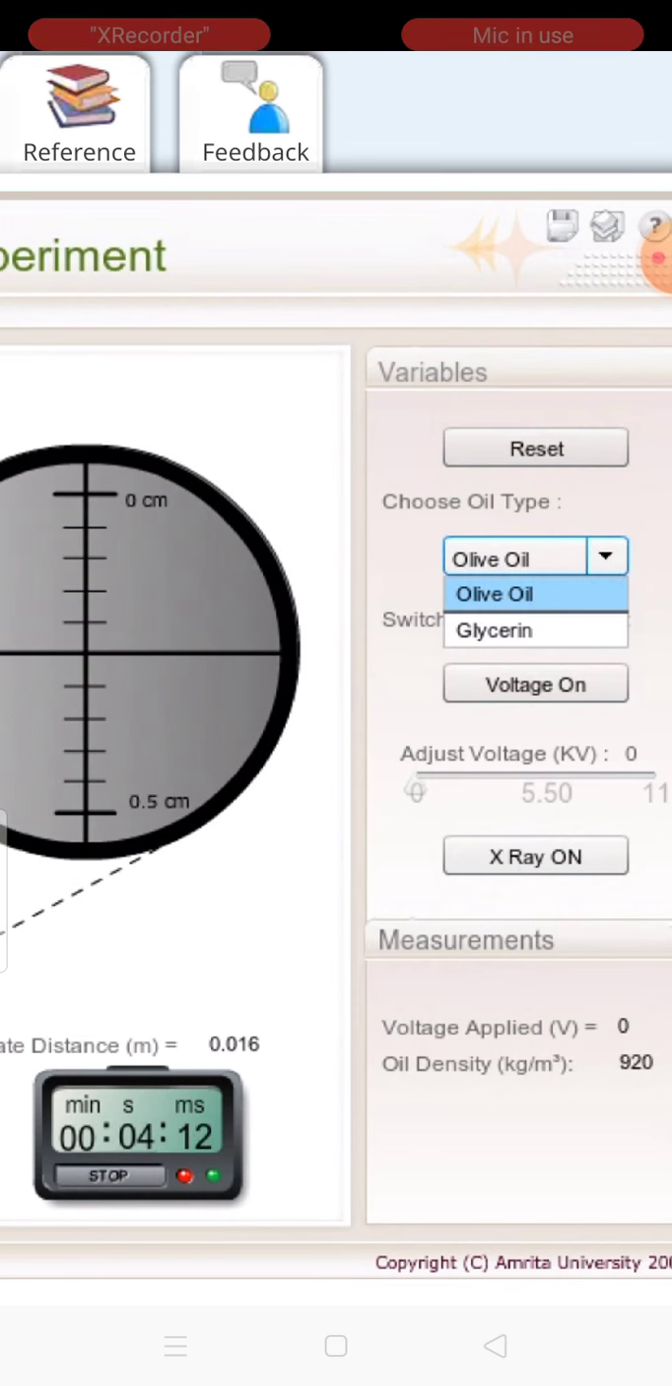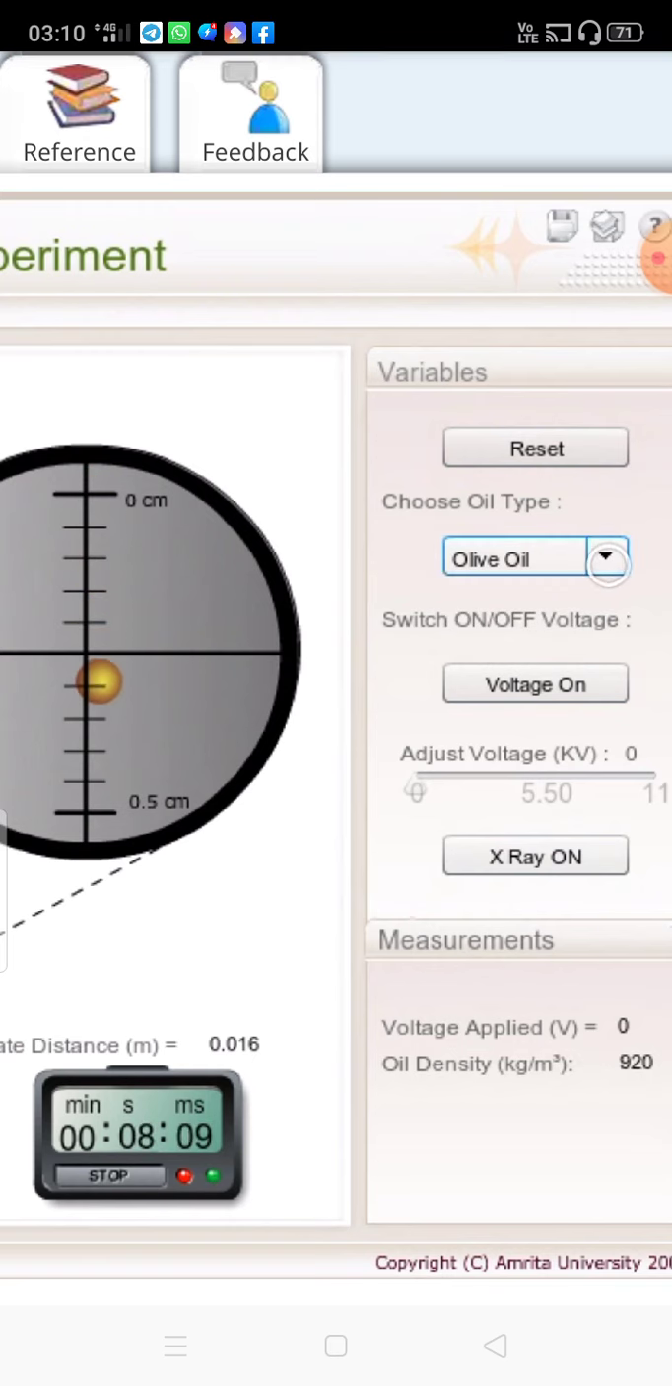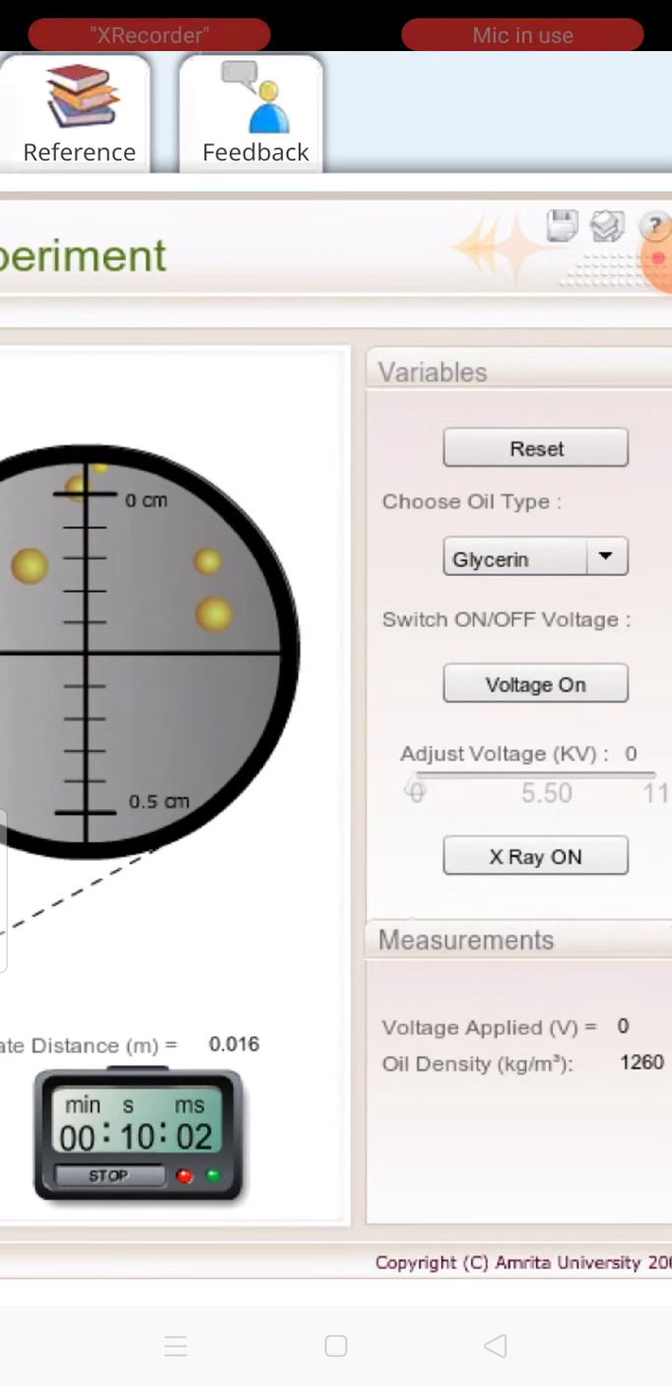by another oil, say glycerin. Glycerin. And bold, it will be stop. Then it is coming down. I will not start it until it... Yes, now I am starting it. It's going down, down, down, down, down. Then stop. It will take 3.32 seconds, right?